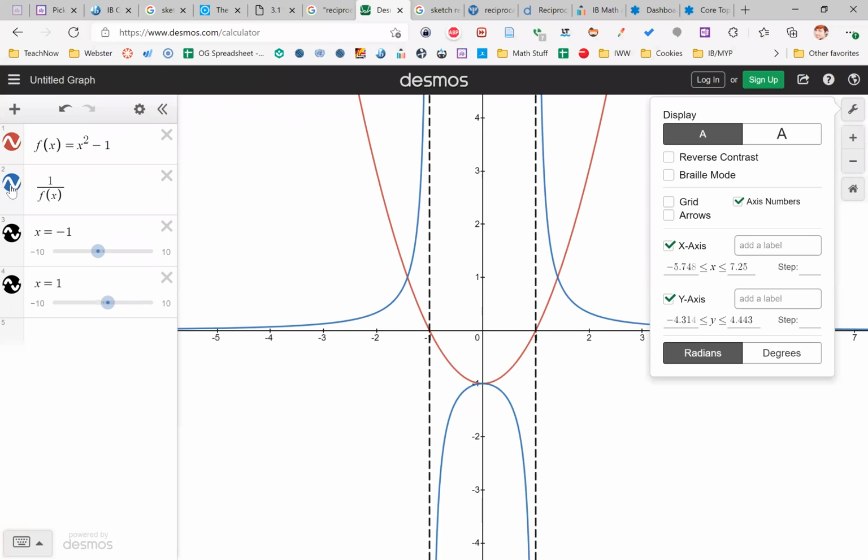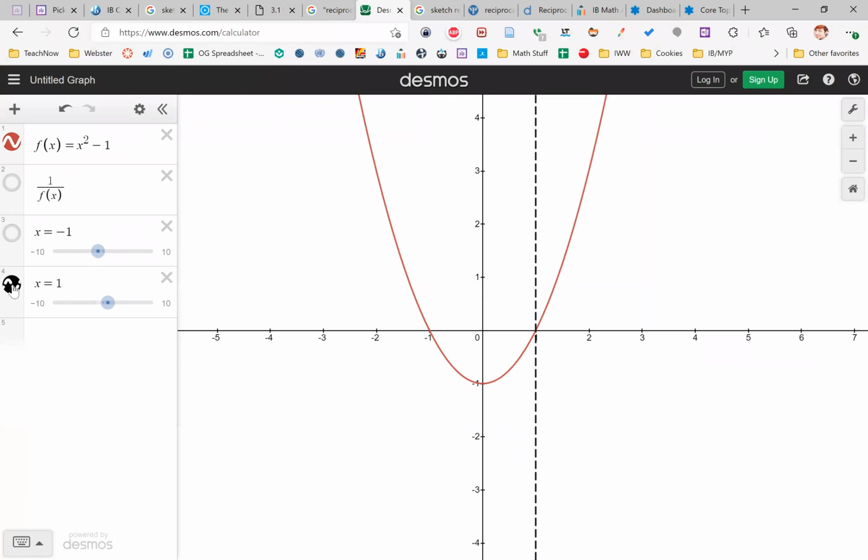I already have a graph here. So the red function is my original f of x. Here's the graph. Notice right here at -1 and 1, I have zeros. The y coordinate is 0, which means in the reciprocal, those are going to turn out to be my asymptotes. And as I get ready to sketch this, I want to focus on what happens.